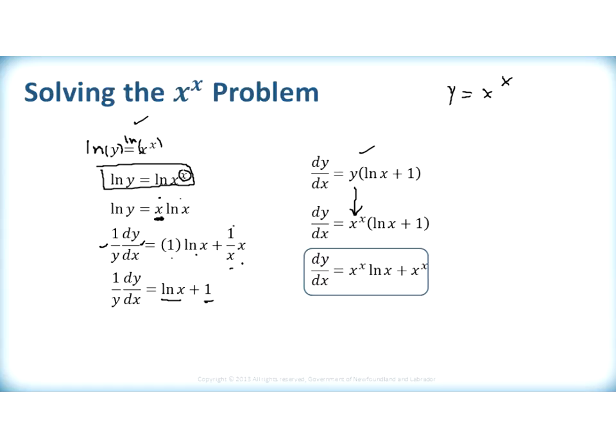And so there we have it. Just going to multiply through using distribution, or you can leave it in factored form. Either one of these is good enough. But we have a derivative for x to the power of x.